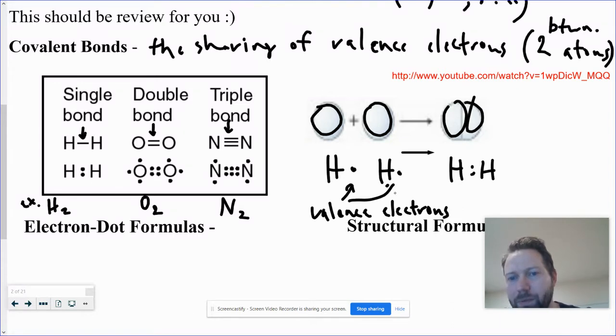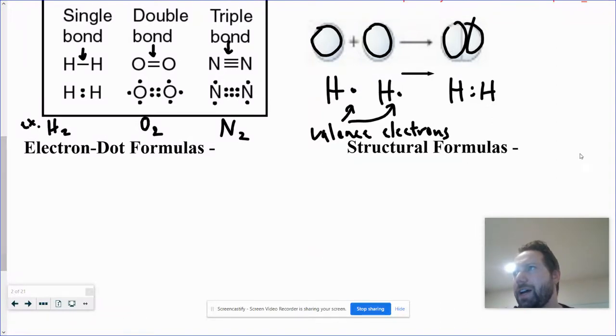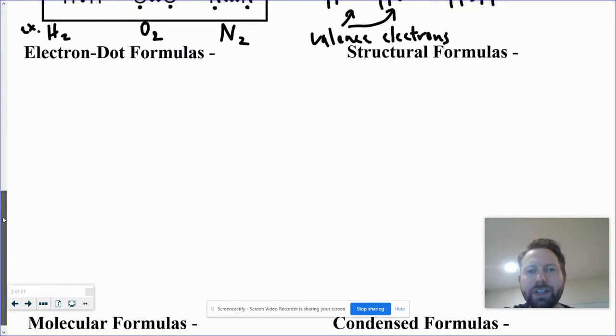Again, this should be somewhat review for you. It's been a while though, so it's good to look it over one more time. Okay, so the next step is we have to be able to figure out how to show this bonding, particularly when we're doing hydrocarbons, which have a lot of bonds on them.